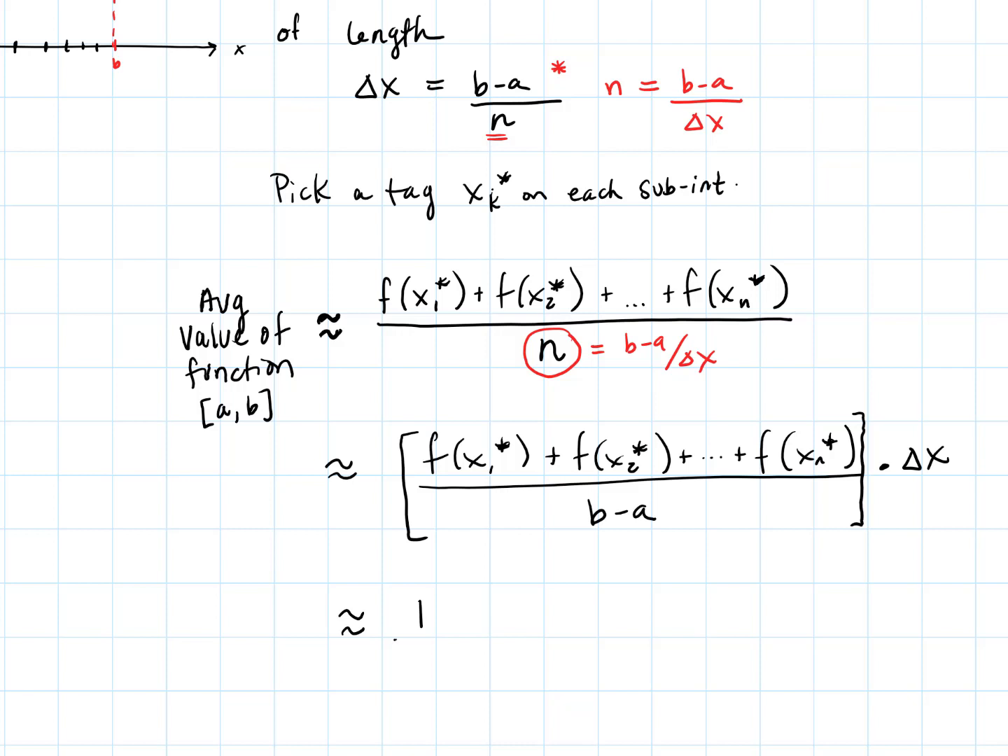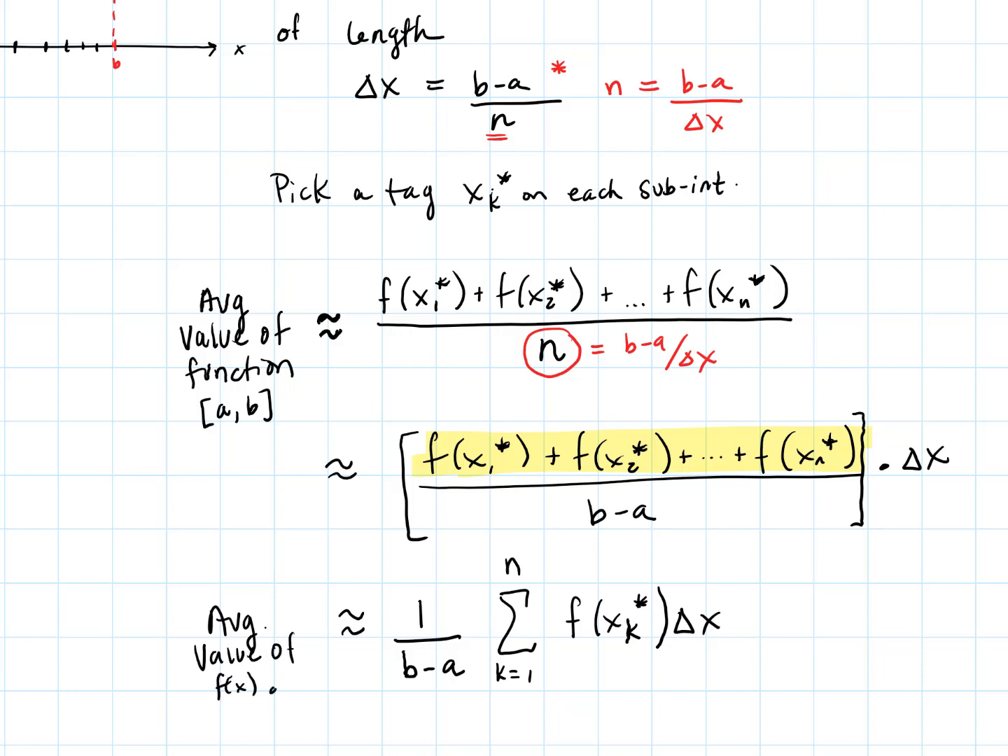And then let's go ahead and pull that 1 over b minus a, that's a constant, to the front. And this piece here is a summation, so let's write it as such. The sum from k equals 1 to n of f of x sub k, I keep wanting to use i, times delta x. And that's an approximation for the average value of our function f of x on the interval from a to b.